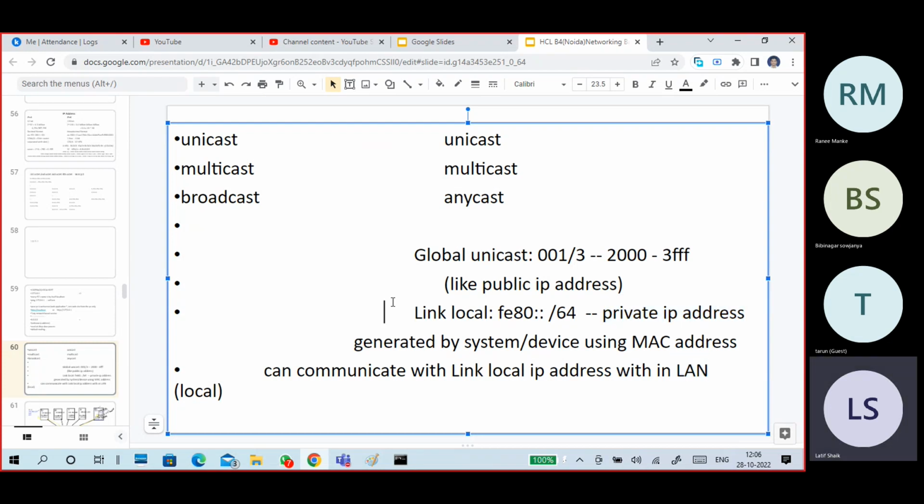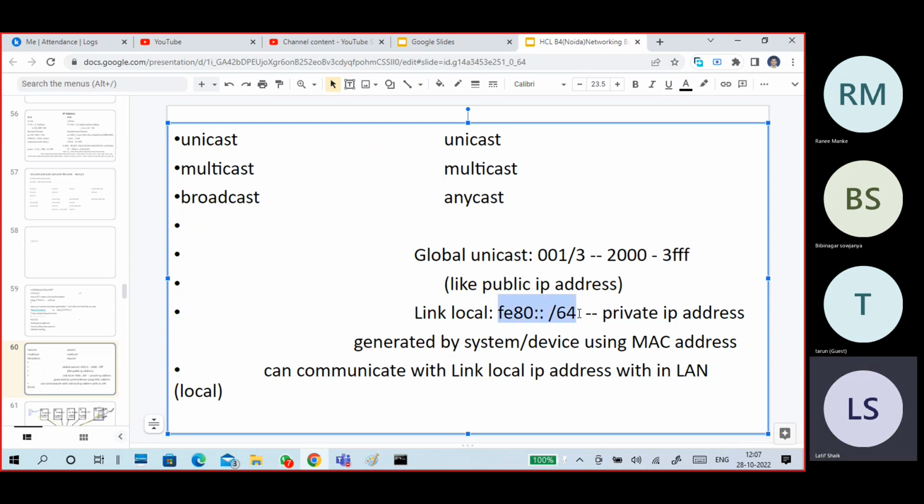Guys, if you don't have a DHCP server in your LAN, no problem, we are still able to communicate. No DHCP, no IP address. You don't know how to assign an IP address, so then no IP address. No IP address, no communication. But no problem: if your device is enabled with IPv6, you can still communicate with the link local IP address in your LAN. So this link local IP address is a private IP that works in LAN communication. It is generated by your system based on your NIC's MAC address. That's why it is more unique, and it works.